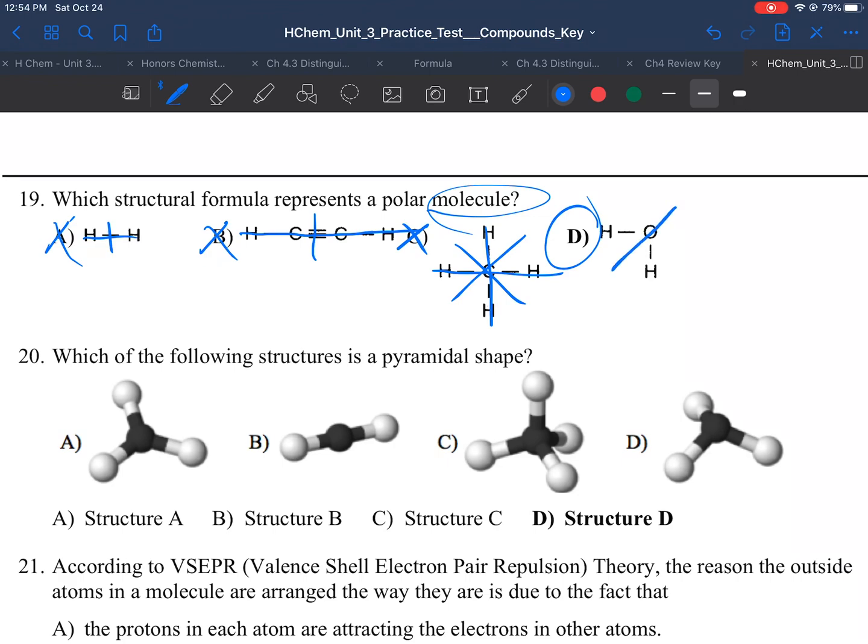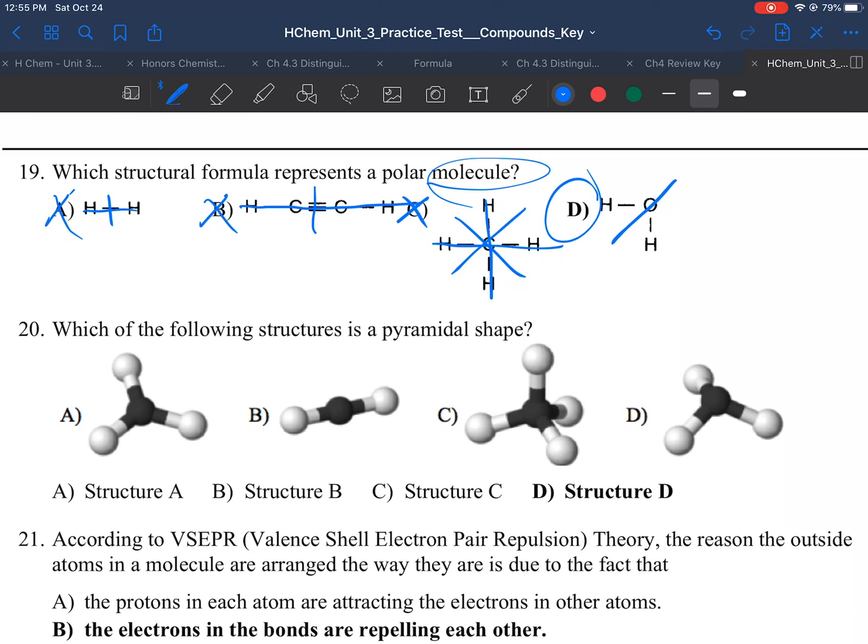Which one of the following structures is a pyramidal shape? Now, this one's a little tricky because you know for pyramidal it has to have 4 atoms, so it can't be B or C. And I wouldn't do this to you on the test, but the answer is D, because A is technically trigonal planar versus D kind of gives more of that raised look we're going for here.